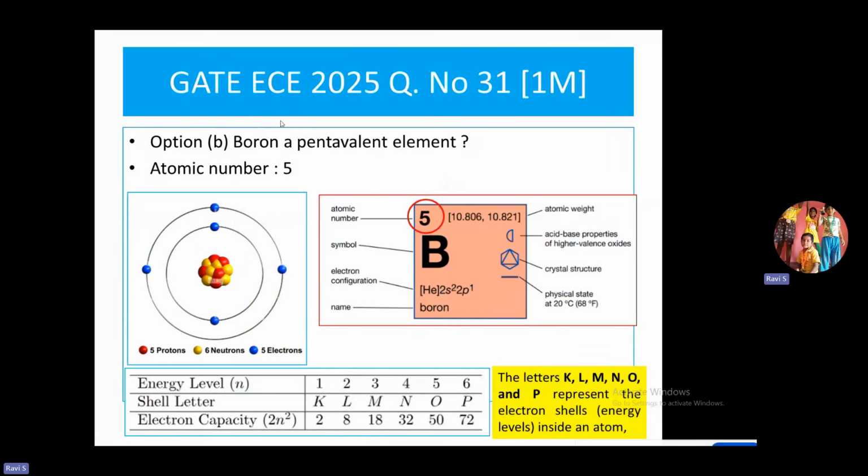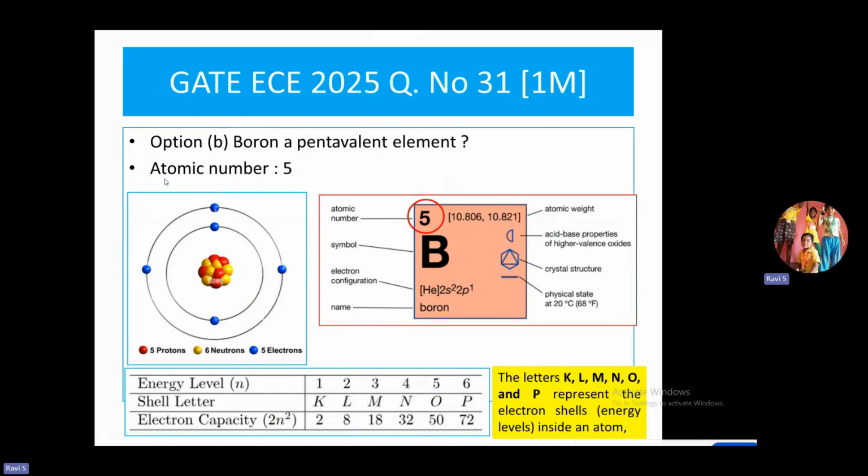Now let us check with option B. Boron, which is having atomic number of 5. Out of 5 electrons, 2 electrons are lying in the kth shell or kth band. And the remaining 3 electrons are lying in the lth shell. So out of 5, 2 electrons in the kth shell and 3 in the L shell.